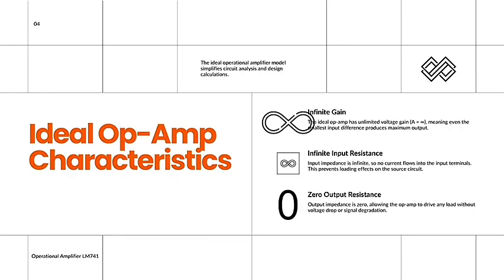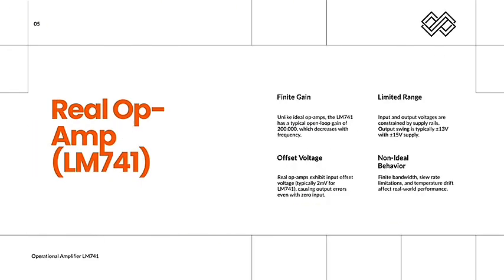Devices such as the LM741 have several limitations due to internal mismatches between transistors, temperature variations, and physical constraints of the materials. For example, real op-amps have finite gain, non-zero offset voltage, limited input and output voltage ranges, and other non-ideal characteristics. These limitations must be considered when designing real electronic circuits.